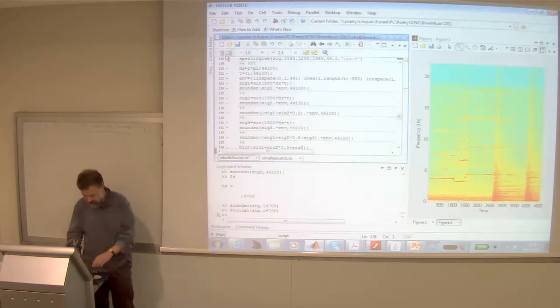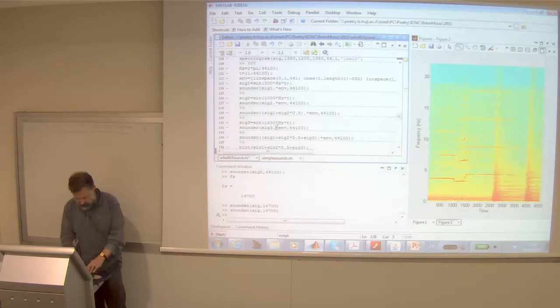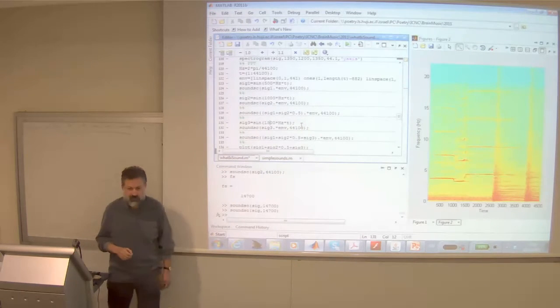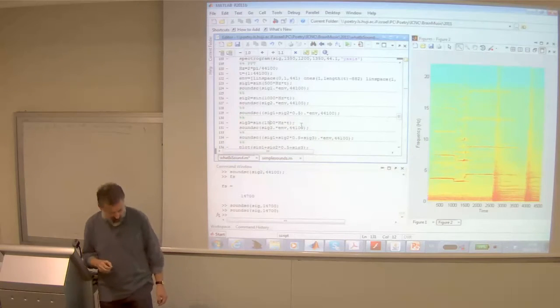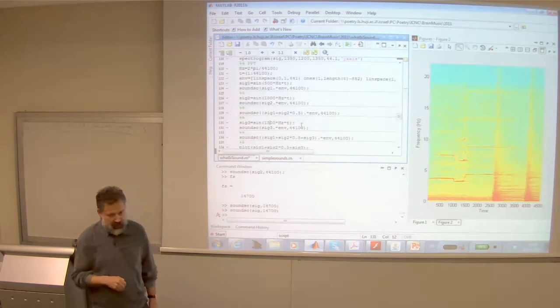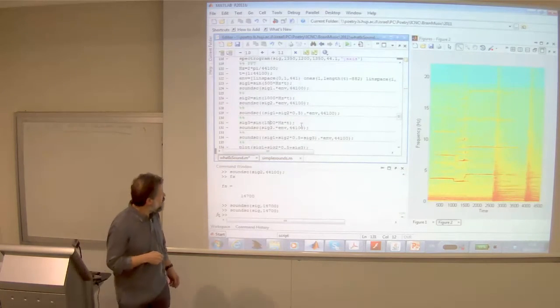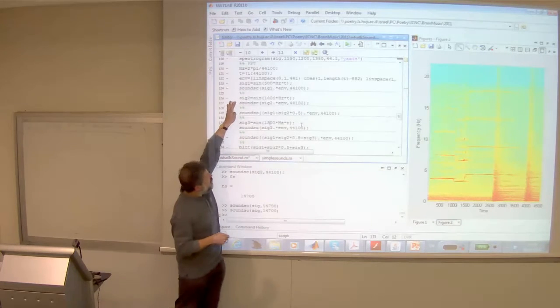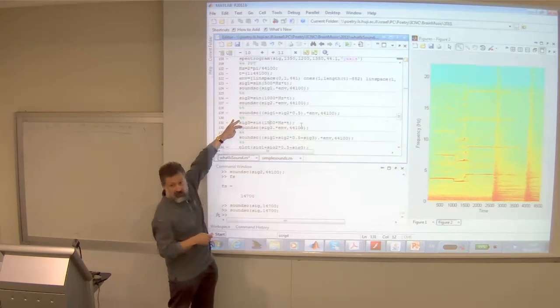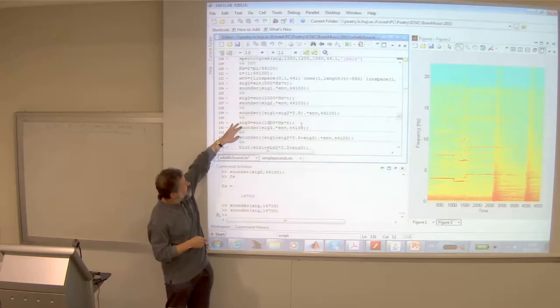Okay, here's the third sine wave. What's the musical interval between this and this? Yeah, that's a fifth. A fifth is a frequency ratio of 2 to 3. So this is twice 500 and this is 3 times 500. So the interval between them is a fifth.